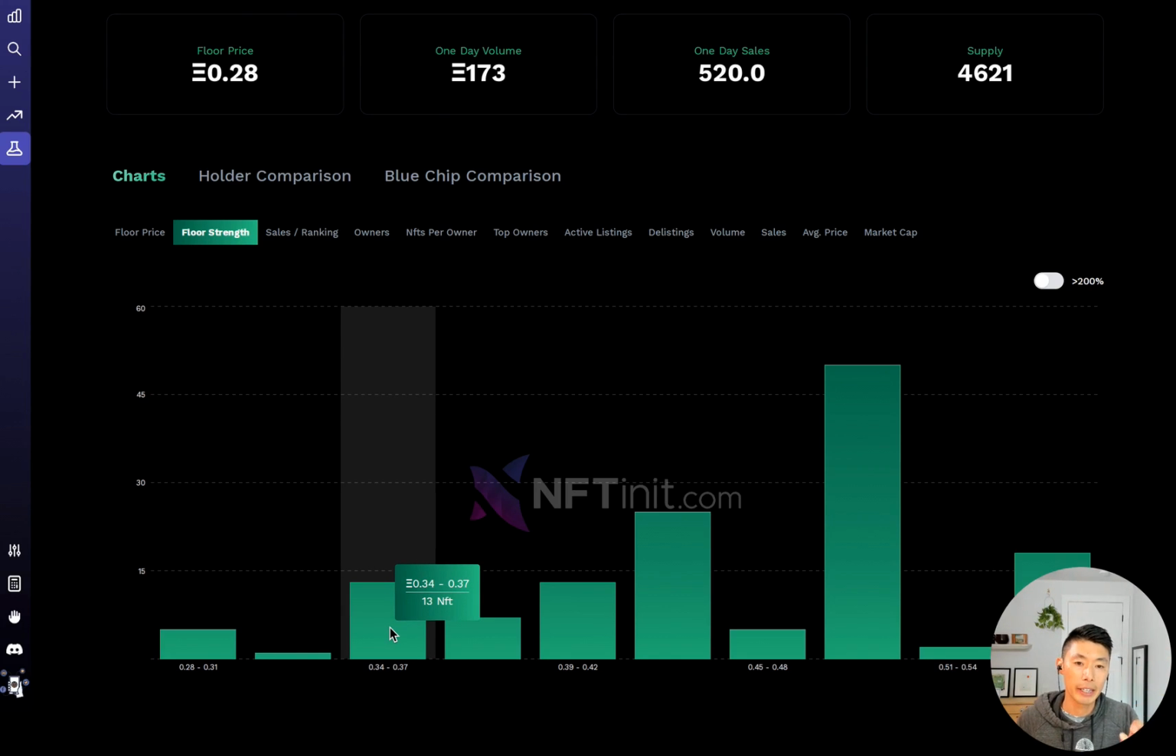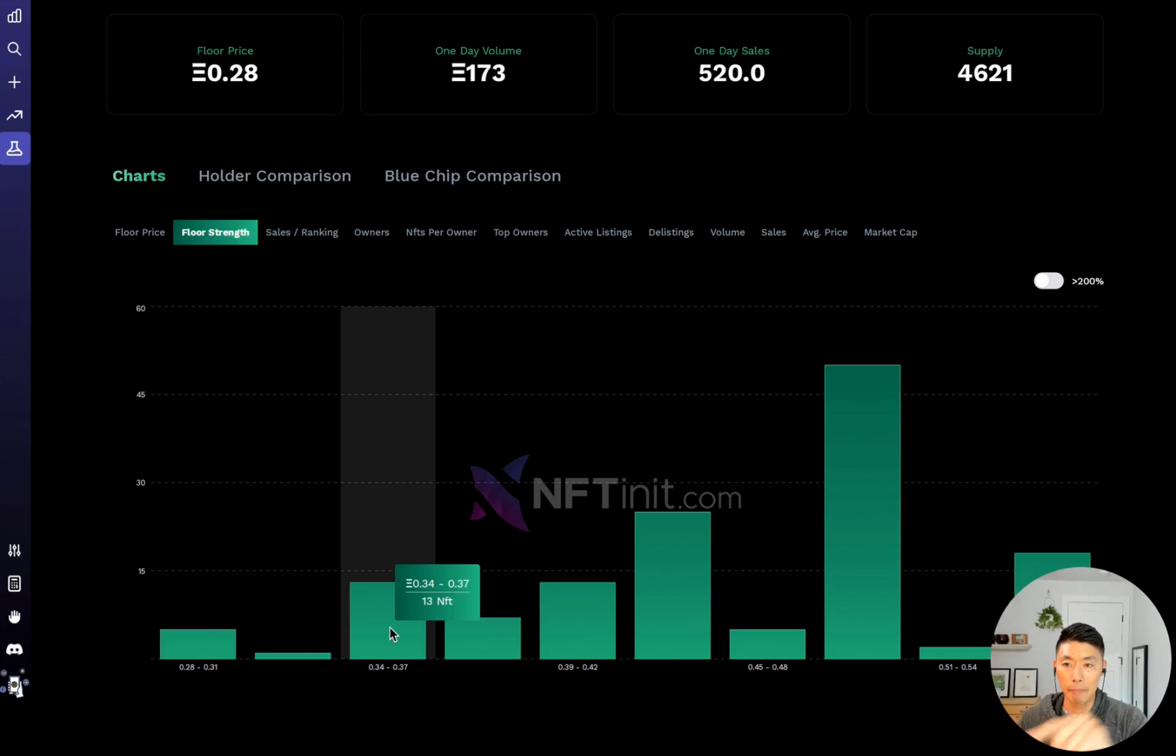So with floor strength, ideally you want to see it trending up. The floor price would be set by just a few NFTs, which means it would be a thin floor and there's a greater upside, because people can just sweep the floor and then you'd have a higher floor price, which you could sell your NFT at.